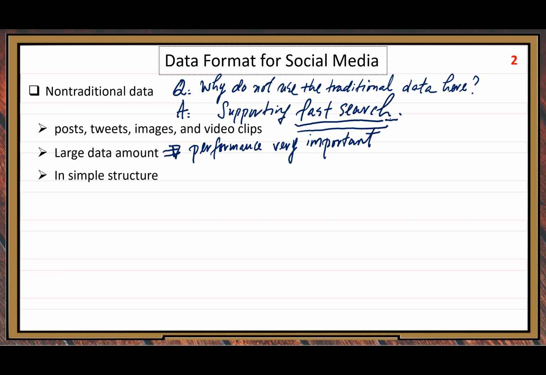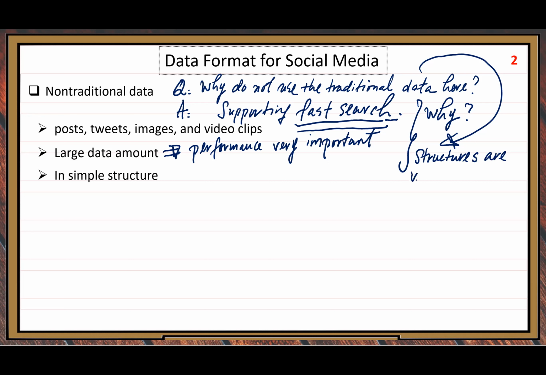Now I need to answer, I need to explain why. Why can traditional databases not do fast search? Because in traditional data, the structures are very complicated.